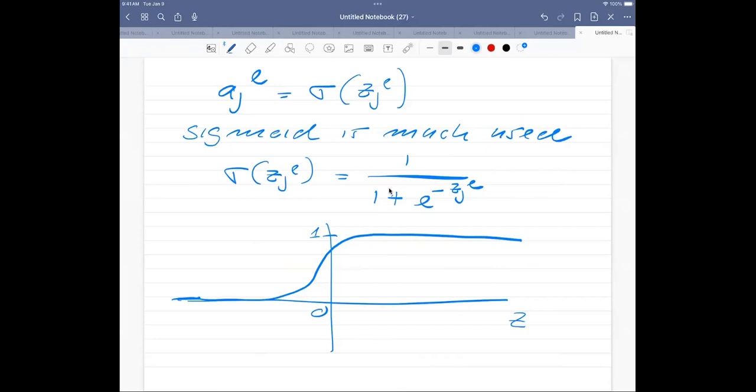So if you have 100 nodes in a hidden layer, which connect to 100 nodes in another layer, there will be 100 times 100 parameters. So you will have 10,000 parameters to decide upon.